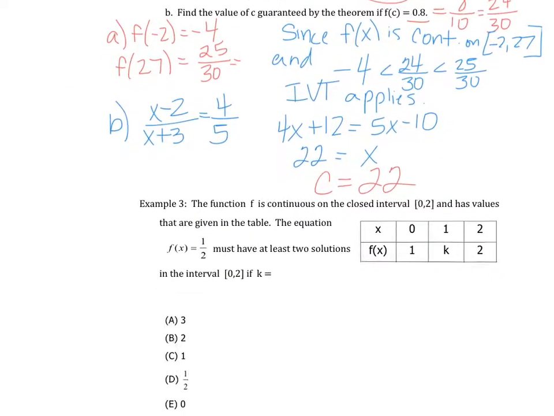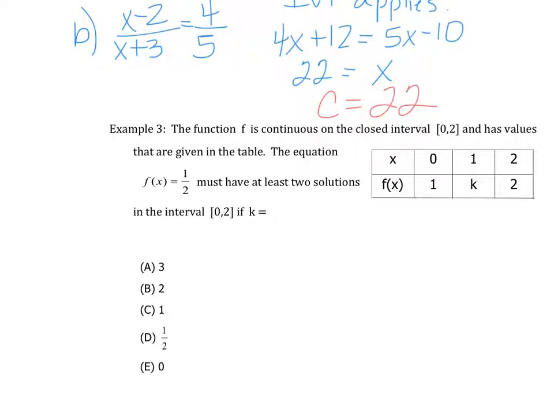Whoa, that got tiny. It's a multiple choice question, how they kind of test this on the AP. Let's read it. It says the function is continuous on the closed interval and has values that are given. The equation f of x equals 1/2 must have at least 2 solutions in the interval 0 to 2 if k is what? Now I'm a picture person. If I run across a question that I don't really understand, I draw it out.